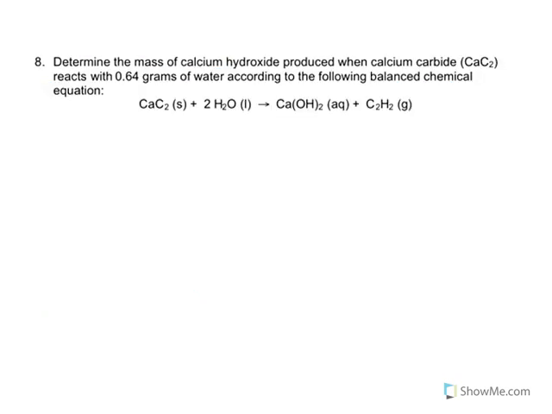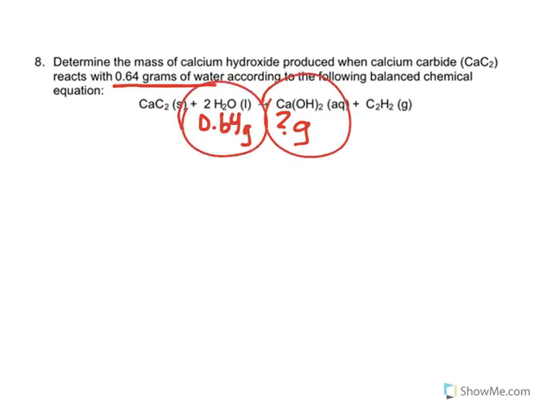And lastly, number 8, we're told this equation's balanced. That's a nice way to end this. Determine the mass of calcium hydroxide. That's this guy right here. So I'm looking for how many grams of calcium hydroxide are produced when calcium carbide, which is CaC2, and they don't tell me how much, so that's actually irrelevant to our thinking here, reacts with 0.64 grams of water. So I'll be going from grams of water to grams of calcium hydroxide for this last problem.